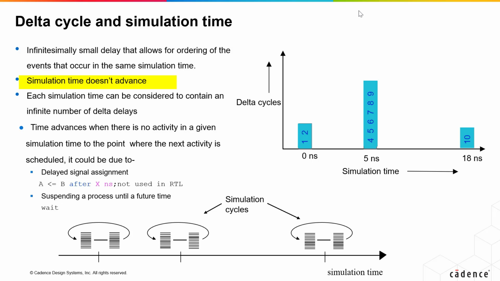In a delta cycle, the simulation time doesn't advance. Each simulation time can be considered to contain an infinite number of delta delays, and hence there can be multiple delta cycles within a simulation time. Time advances when there is no activity in a given simulation time to the point where the next activity is scheduled, and that could be due to delayed signal assignment, which we see in the coming slides, or due to suspending a process until a future time using wait for statements.